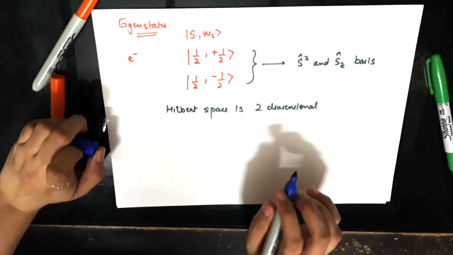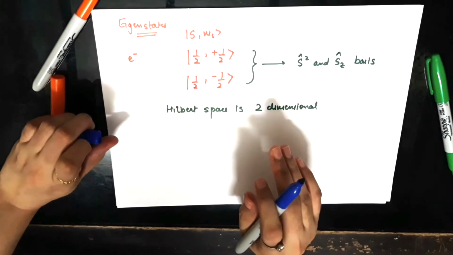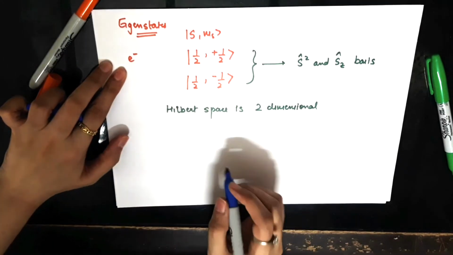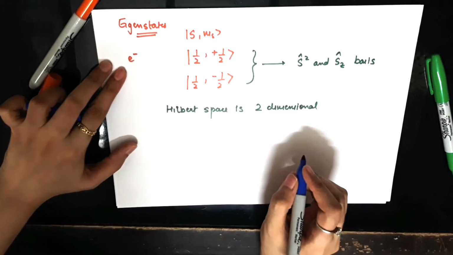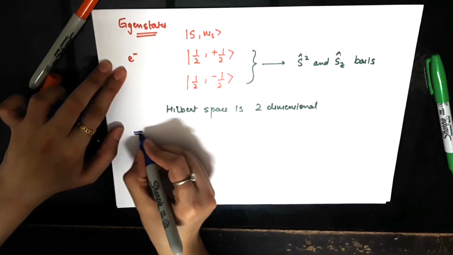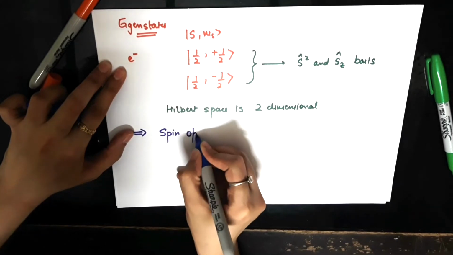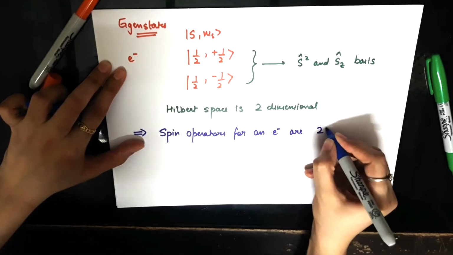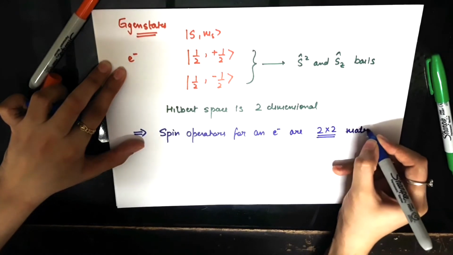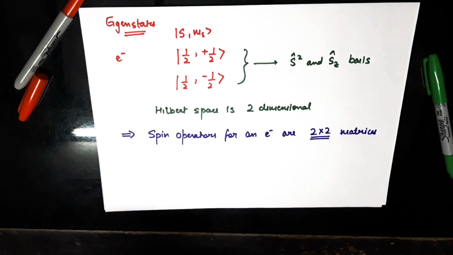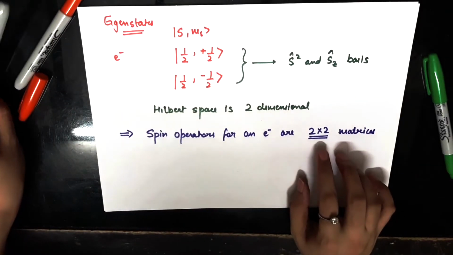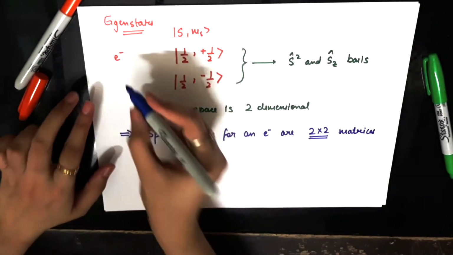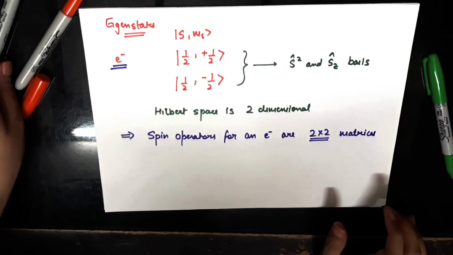So the spin operators that act on the Hilbert space of an electron possessing spin are 2 by 2 matrices. This is very important. So we have figured out successfully the dimension of the matrices that represent the spin operators for an electron. This is all specific to the electron. So this is one piece of information.